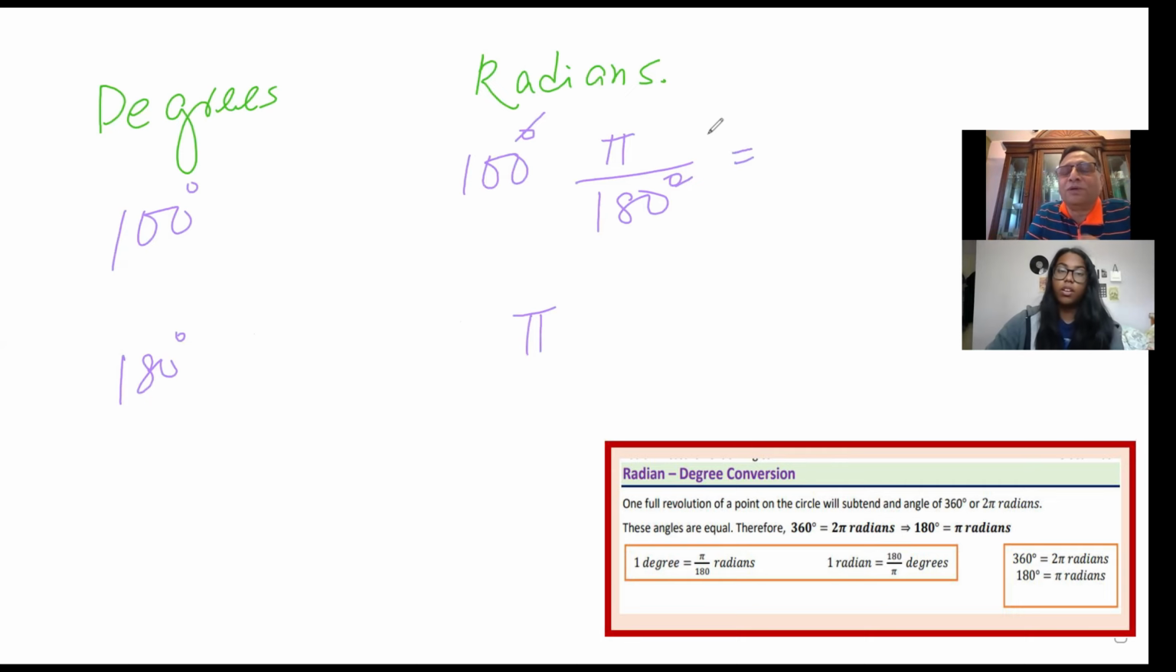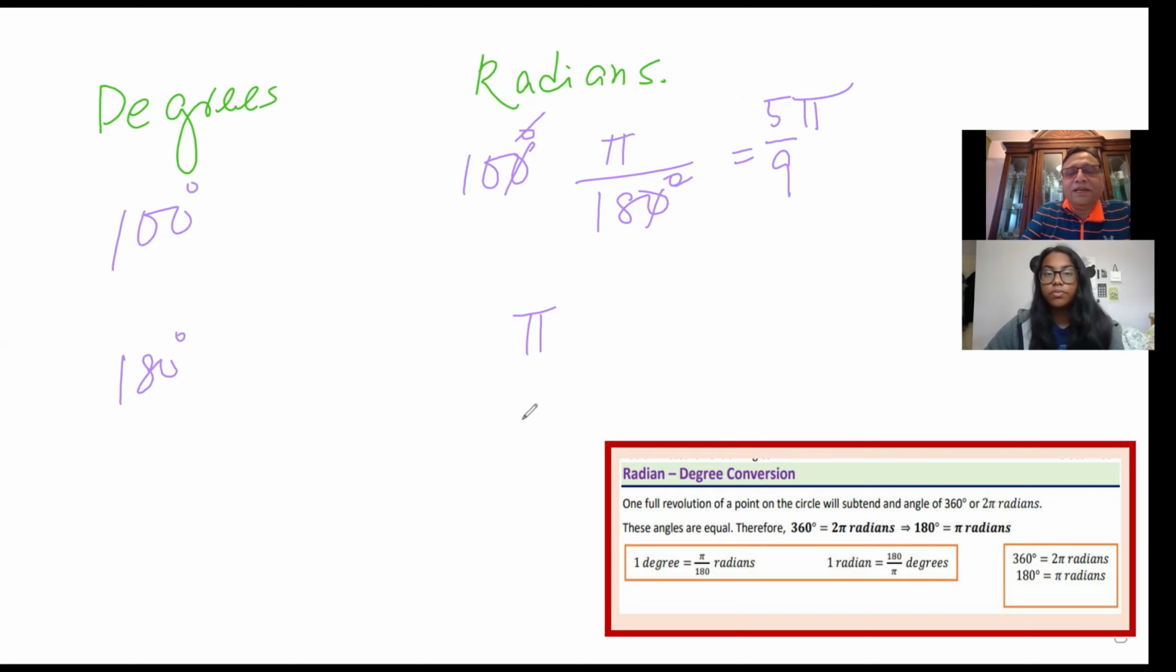So you can use your calculator to find this particular answer. So you can say 100 pi over 180. You can simplify this. Dividing by 2, we get 5 over 9 pi. So 5 over 9 pi is 100 degrees, correct?